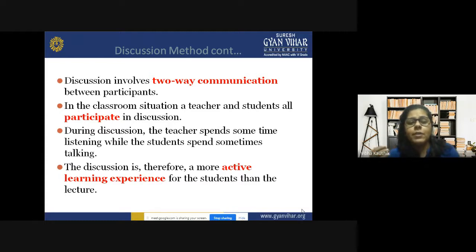So we are seeing that discussion is a teaching learning process, a method where the learning experiences are active, means both teacher and students. Particularly when we are talking about the students, they are actively involved in the teaching learning process. Active learning experiences for the students than the lecture.